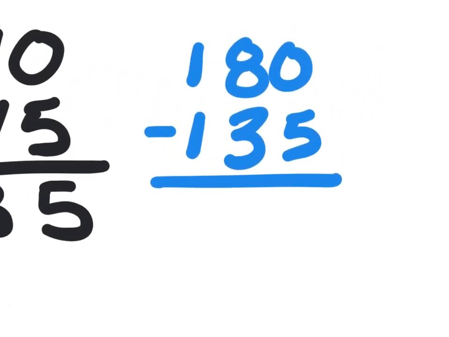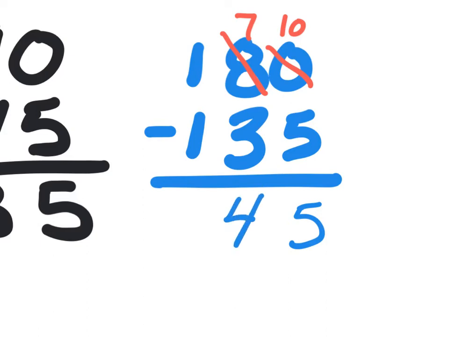So I'm going to borrow from this 8, turn that 8 into a 7, and turn this 0 into 10. And 10 minus 5 will give me 5. So let's drop that 5 right there. And right here, 7 minus 3 is going to give me 4. So I'll drop the 4 right there. And lo and behold, that last angle is going to be 45 degrees.